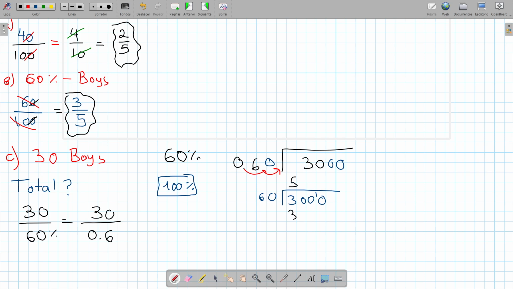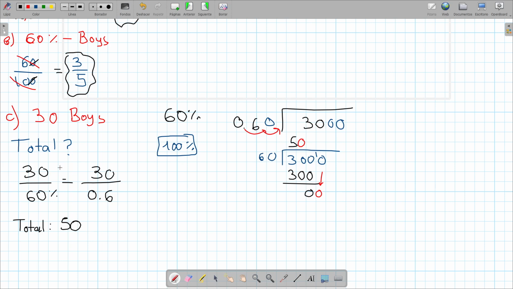60 times 5, 300. Now we take down the 0. If we take down the 0 it is not enough to be divided by 60, so we have to add another 0. So the total people in the classroom is going to be 50, of which 30 are going to be boys.